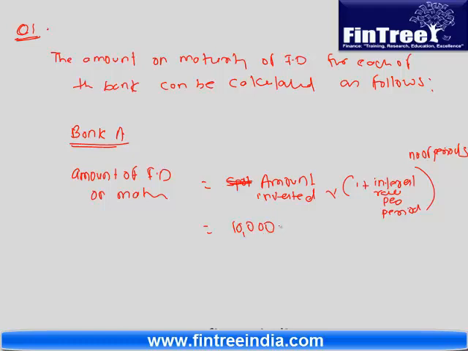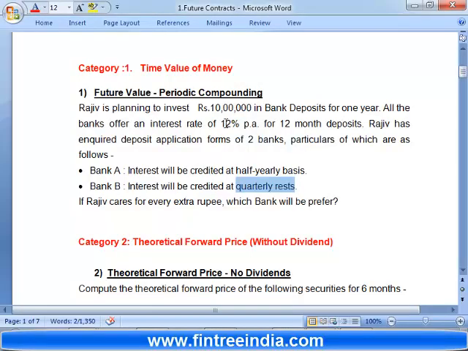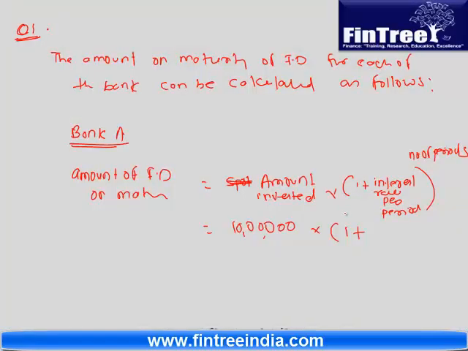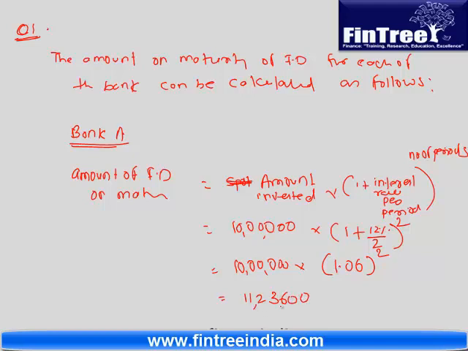This is 10 lakhs into 1 plus. Now 12% per annum, but half yearly. So what should we write here? 12% divided by 2, which is 6%. And this would be raised to 2. So your answer is 10 lakhs into 1.06 raised to 2. And how much is that? 1123600. So 11,23,600 rupees. All of us have the same answer.